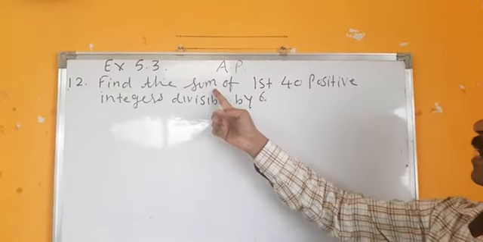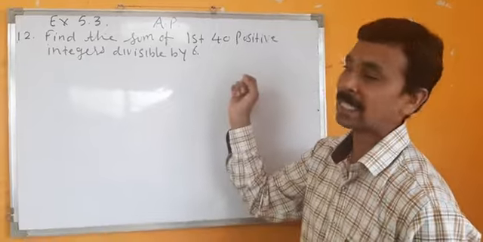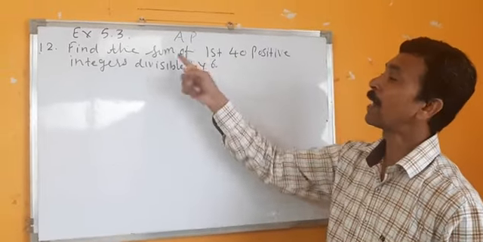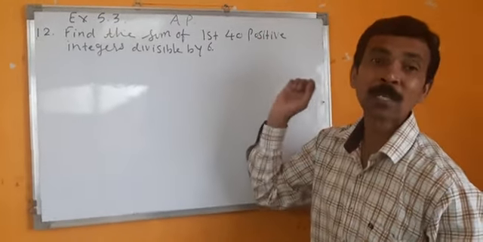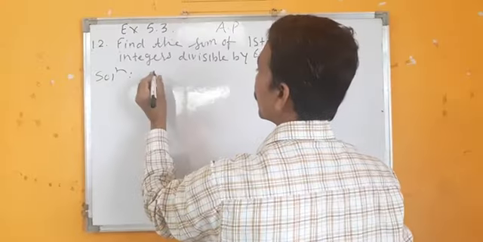Twelfth sum. Find the sum of first 40 positive integers divisible by 6. Again, I repeat the sum: find the sum of first 40 positive integers divisible by 6. Solution.